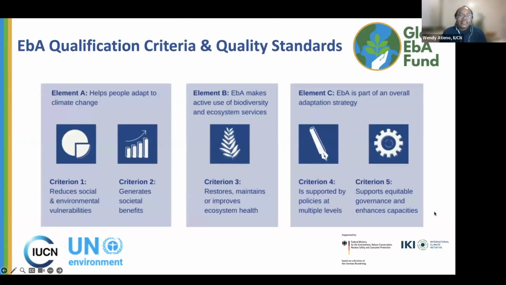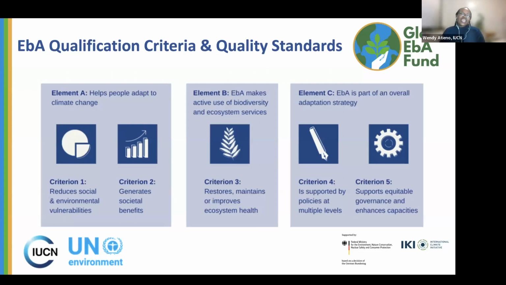So EBA has 5 criteria and 3 elements. These 3 elements are that it helps people adapt to climate change, that EBA makes active use of biodiversity and ecosystem services, and that EBA is part of an overall adaptation strategy. With this last element, EBA is not a standalone intervention. It has to be working in concert with other adaptation strategies. So think about the existing policy context, but I'll come back to this a bit more.